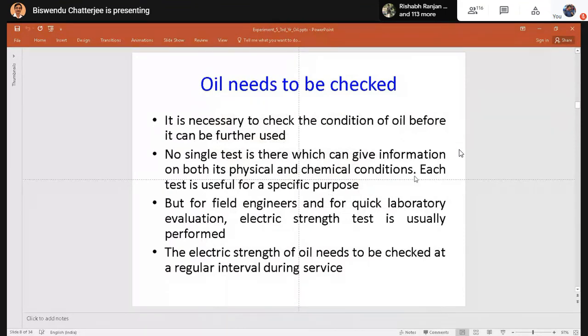Now, the oil needs to be checked. It is necessary to check the condition of oil before it can be further used. But again, like our blood test, no single test can give every information that, okay, from top to bottom, the transformer is all right. It is impossible. There are chemical properties, there are physical properties, several things. Each test, it is written here, is useful for a specific purpose.